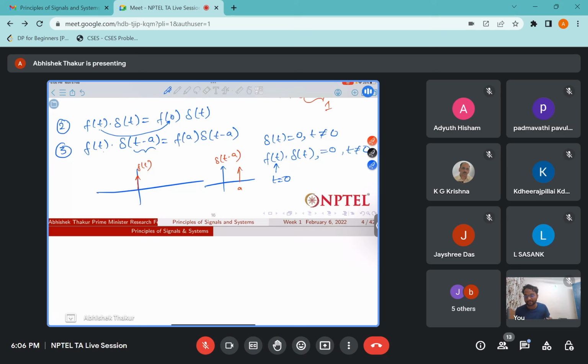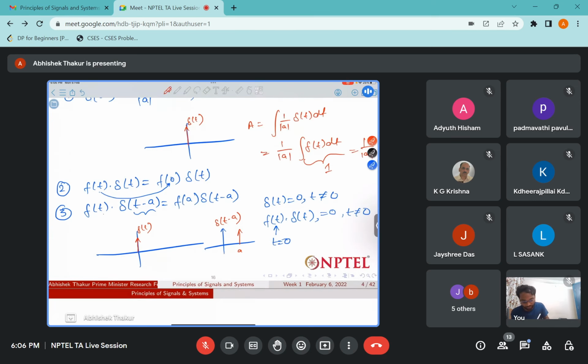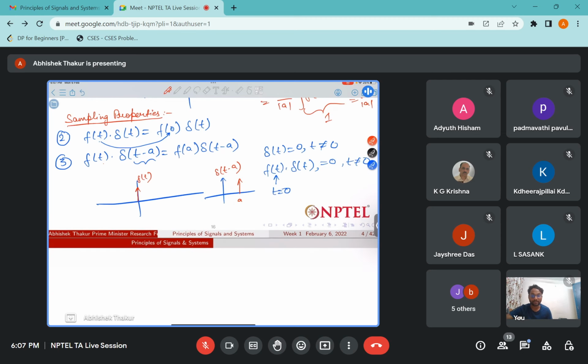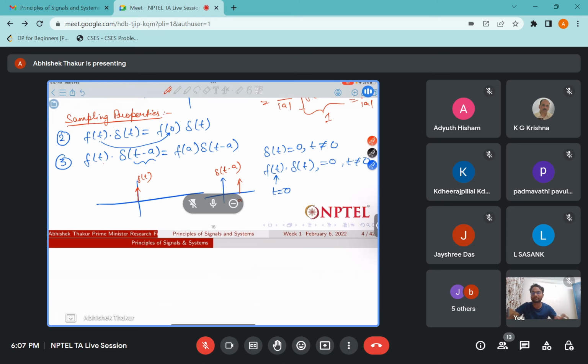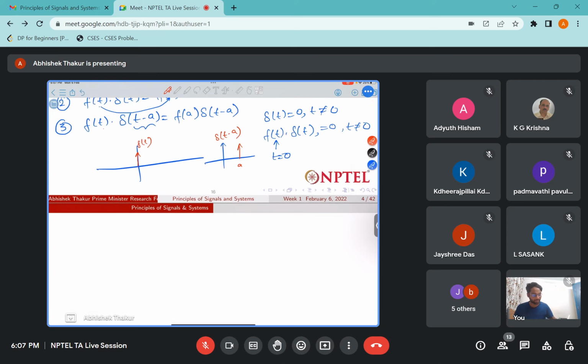So now we can integrate this and see what will be the answer. This is known as the sampling property, or namesake you can write. And these can be your short notes also, like whatever I am teaching. So I will also upload this PDF and you will get the link in the NPTEL portal. If you have not noted these things down in your notebook, then you can directly download from the NPTEL portal.